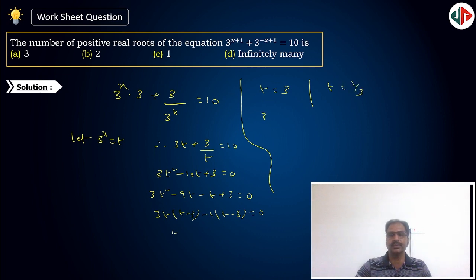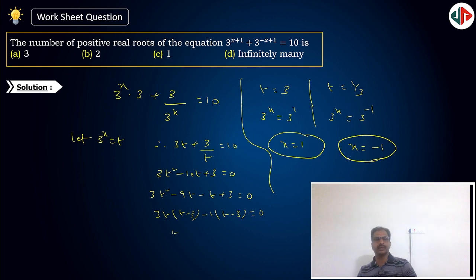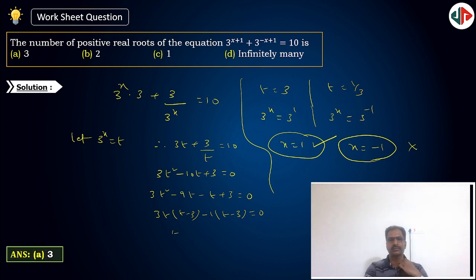t is nothing but 3 power x. So 3 power x is equal to 3, and 1 by 3 can be written as 3 power minus 1. So I got x is equal to 1 as one value. So altogether I got two roots, but the question is the number of positive real roots. I have only one positive real root. So the answer is option C. It is given wrong. Option C is correct.